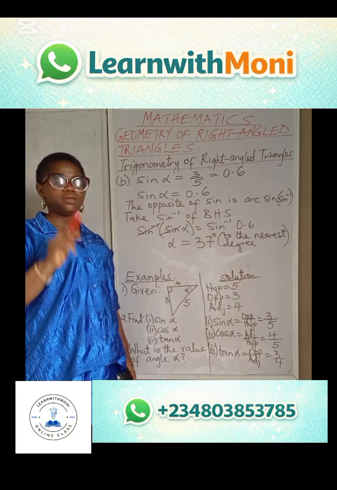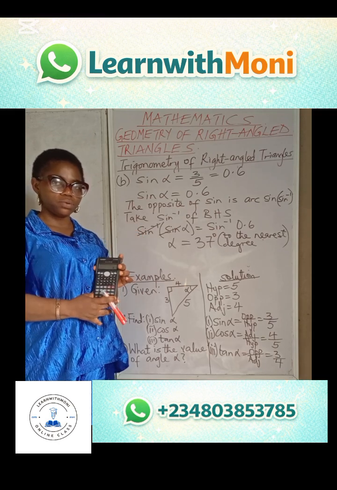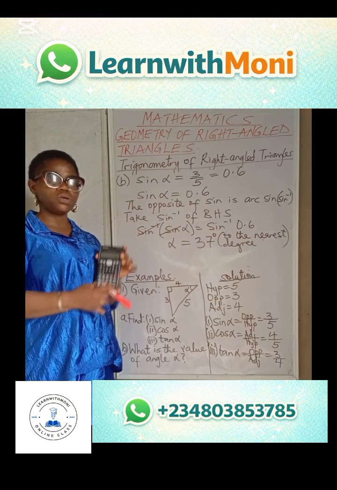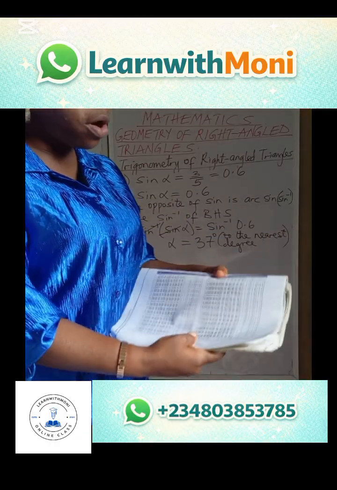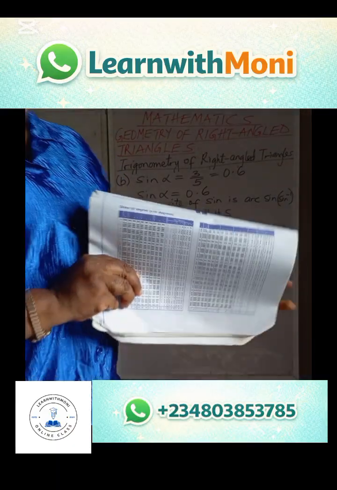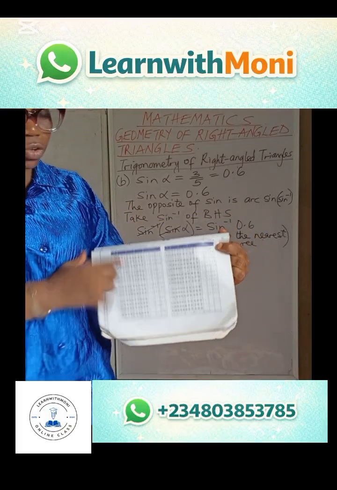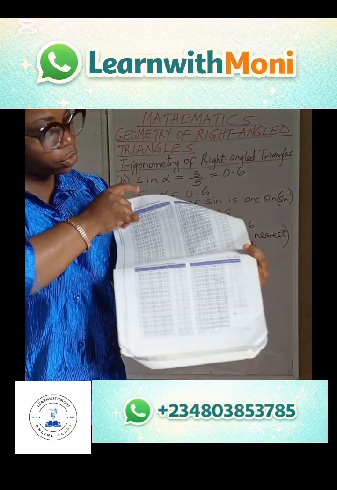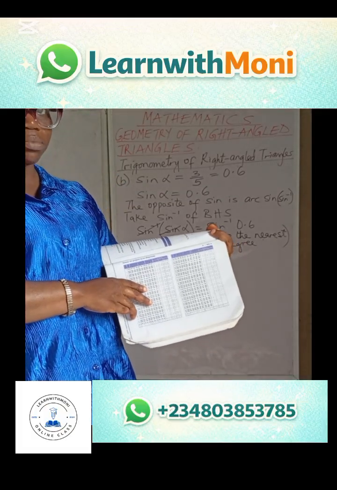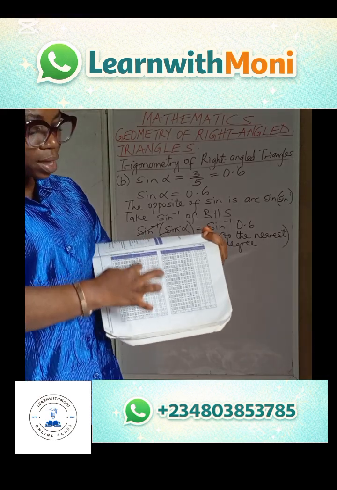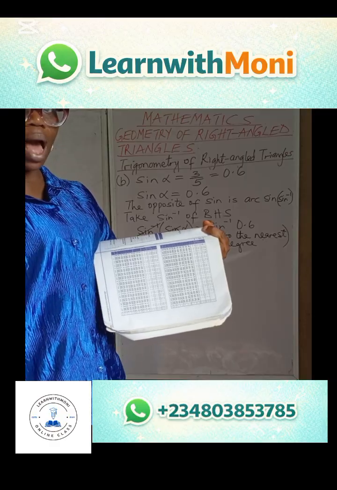But for my students in junior school, you are not permitted to use a scientific calculator. You won't be allowed to bring it into the exam hall. So what do you do? You come to the back of your mathematics textbook. At the back, you have sine of angles, cosine of angles, and tangent of angles. You can zoom in on this video to see what I am about to show you. Written inside the table are the sines of angles.